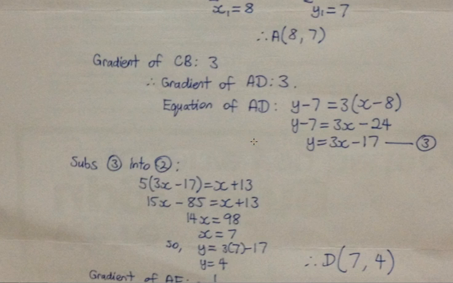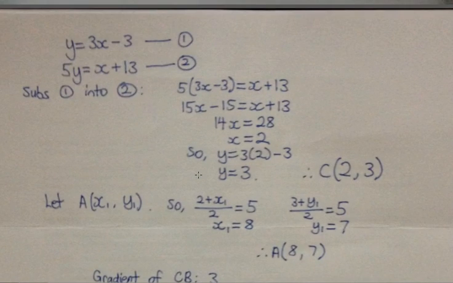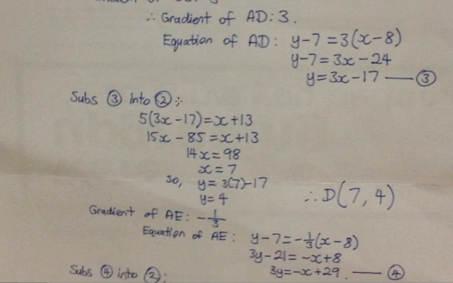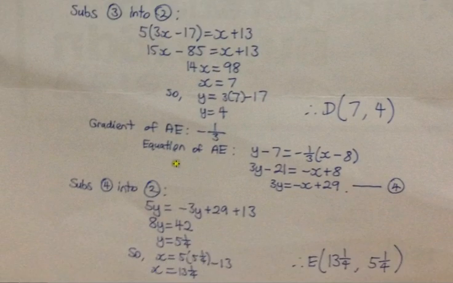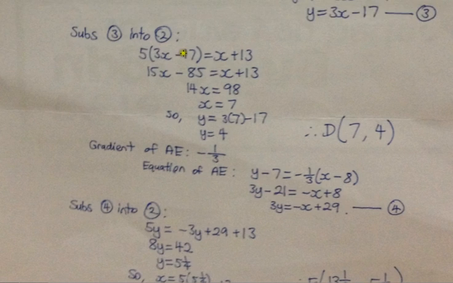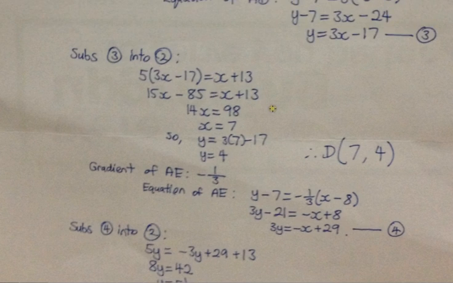Since I already know the equation of CD, which is what I indicated earlier in equation 2, they intersect at point D. So substituting 3 into 2, I'll be able to get the coordinates of D. Solving, I'll get 14x equals 98 and x equals 7. Y will be 3 times 7 minus 17, giving us y equals 4. So the coordinates of D are (7, 4).